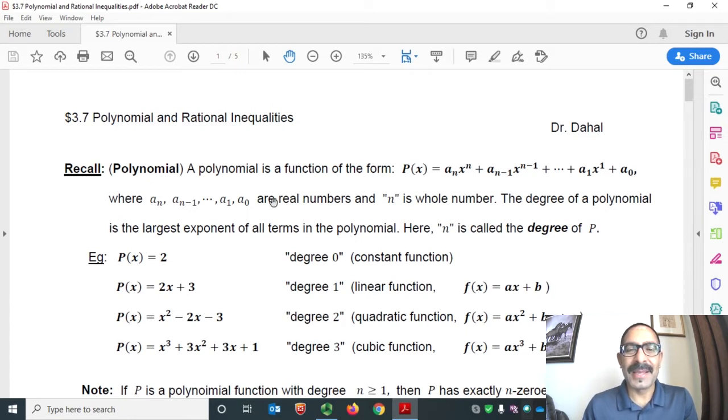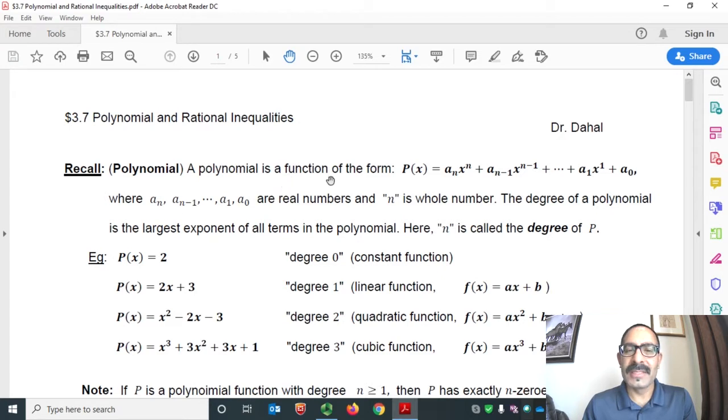In today's class, I'm going to cover polynomial and rational inequalities. So in this class, we would like to solve polynomial inequalities and rational inequalities. Let me start with a quick recall.